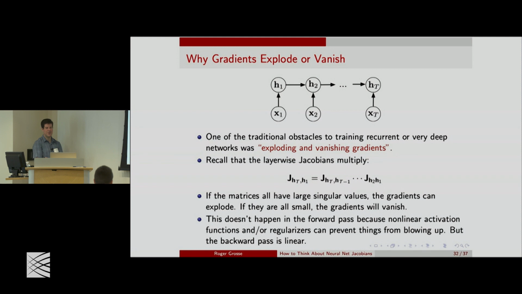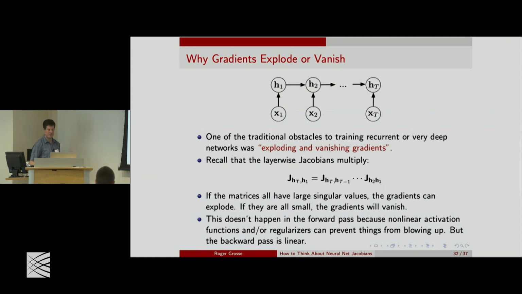And so if you want to train a very deep network, or if you train an RNN for many time steps, then you have to somehow deal with this problem. It's not a problem for the forward pass of the neural net, because there's usually some sort of operation that prevents things from blowing up. So either some sort of nonlinearity that compresses the activations to be in a particular range, or some sort of normalization scheme like batch norm.